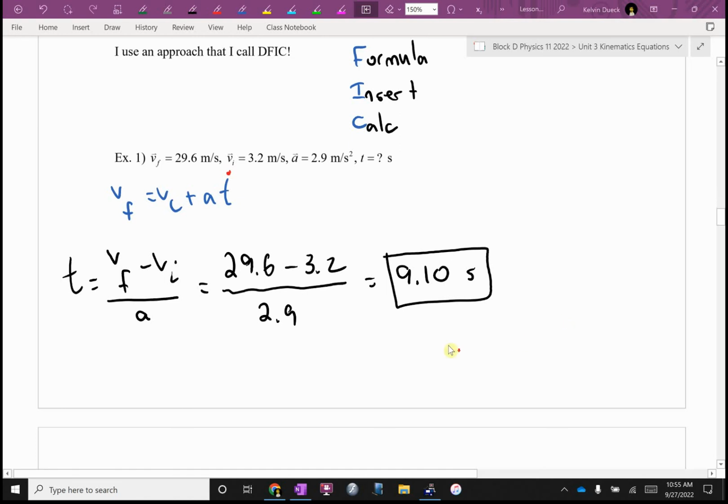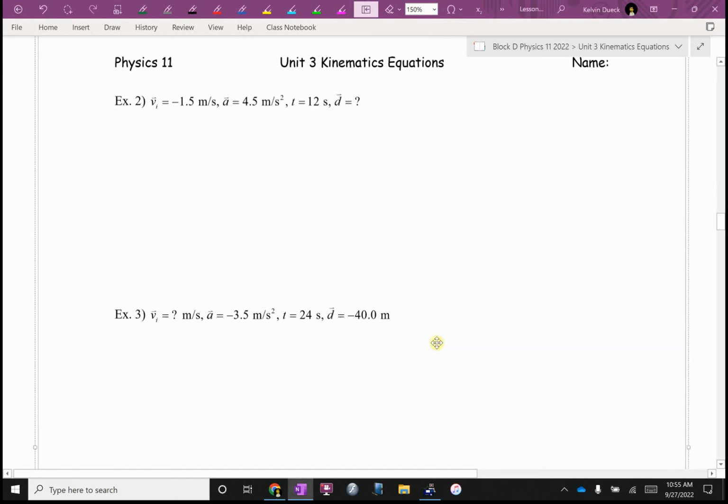Next page. Example 2. Jesse, what are they asking me to find? Which equation? I'm looking for the only equation that has a VI, an A, a T, and a D in it. There's only one. Do you say VF? I don't see a VF here. Try again. And that's how you're going to do this. You cannot pick an equation that has something you don't know.